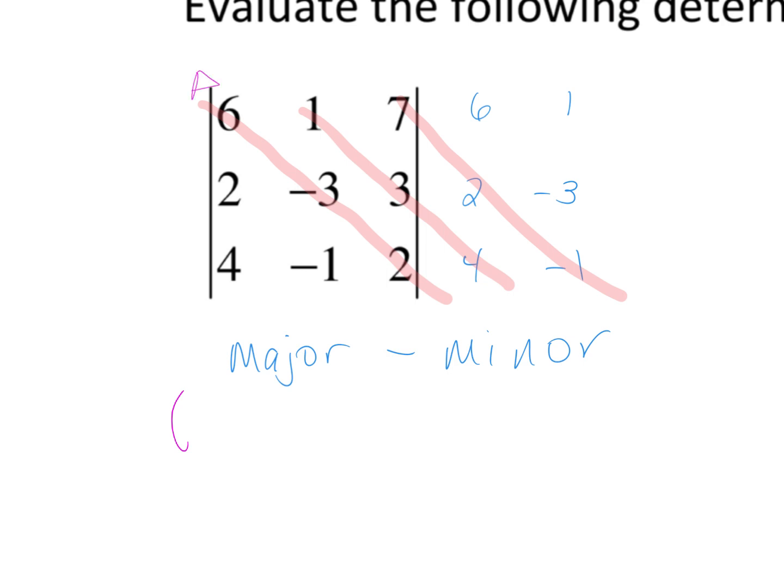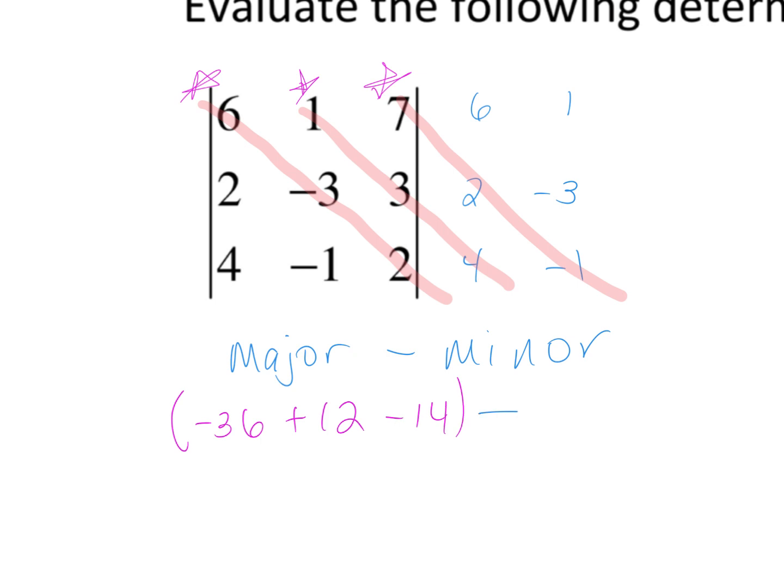So start up here. What is 6 times -3? -18 times 2. -36. Okay, so then I have 1 times 3 times 4. What's 1 times 3 times 4? 12. And then I have 7 times 2 times -1. -14. Perfect.